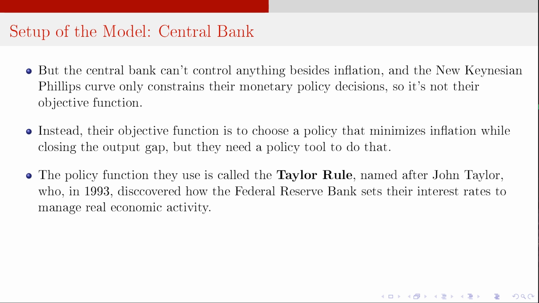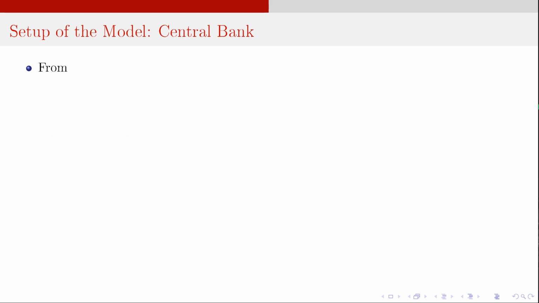Now, the policy function they use, this is not their objective function, this is a policy function that they're using, is what's referred to as the Taylor rule, and it's named after John Taylor, an economist who in 1993 discovered how the Federal Reserve Bank sets their interest rates to manage real economic activity. And it looks something like this. And you're like, whoa, what the hell is that? Well, fortunately, I'm here to help you.